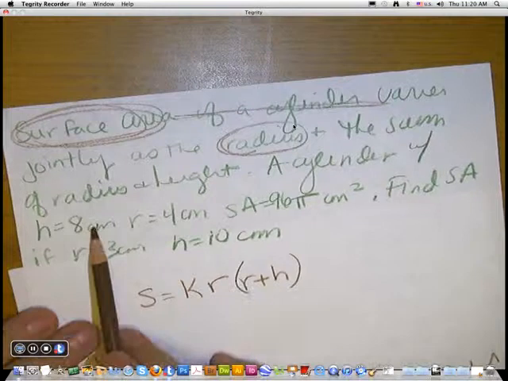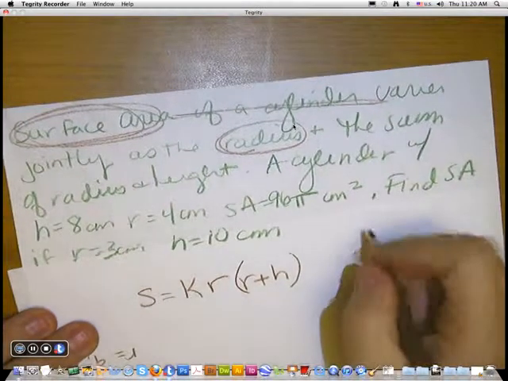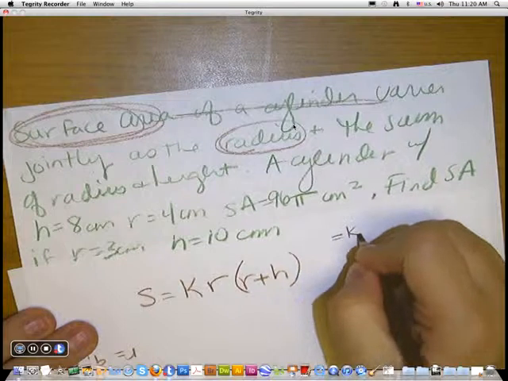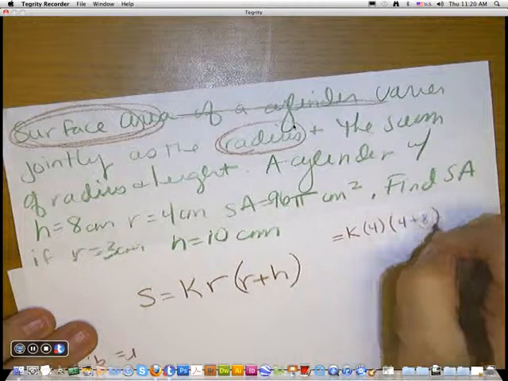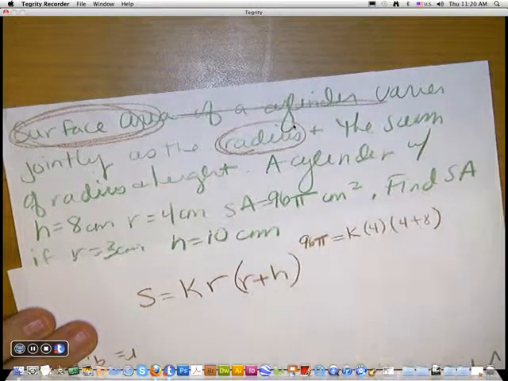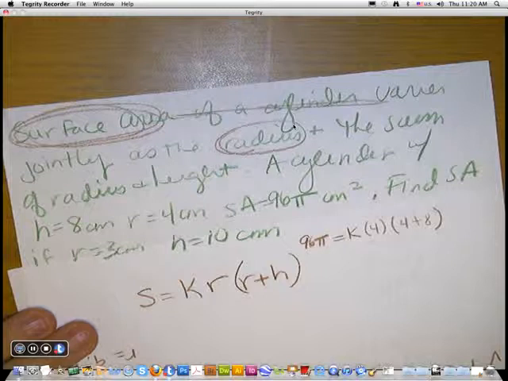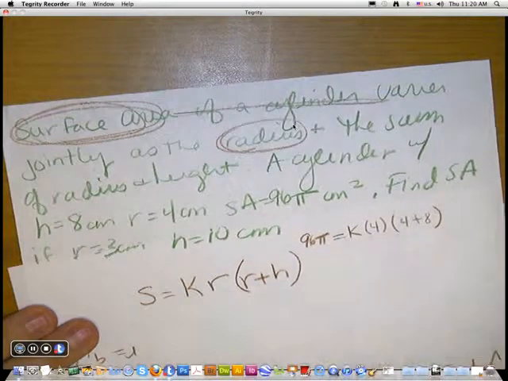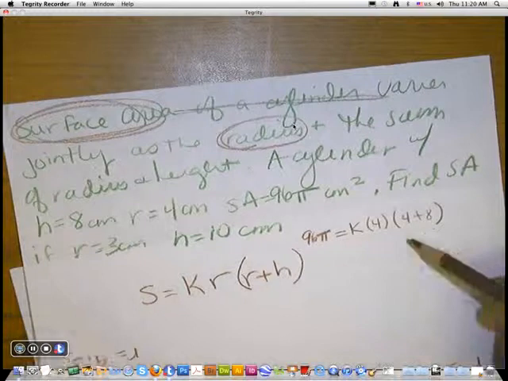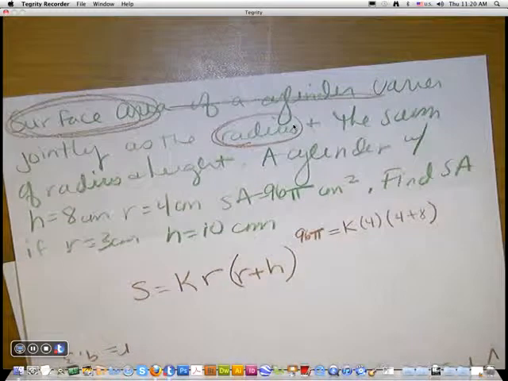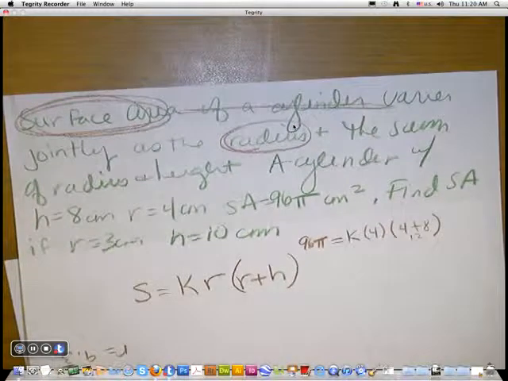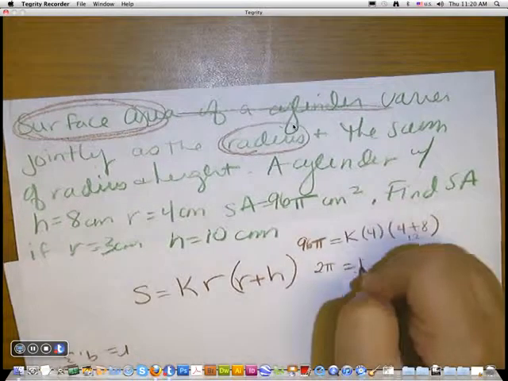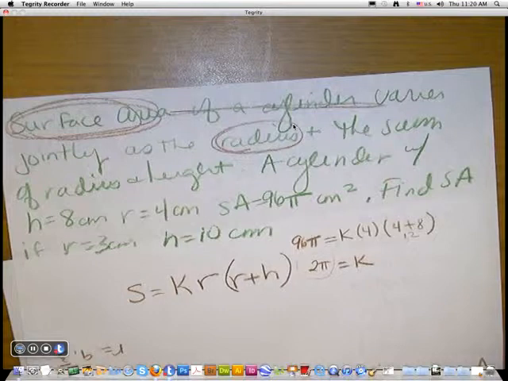Now it tells me the height is 8 centimeters. So I'm going to find K when I know radius and height and surface area. And that always has to be the case. They have to give you every letter in order to find K. So in this case, I have 96 pi equals K, and then 4 times 12, which is 48. And 96 divided by 48 gives me 2 pi. And we're going to leave it as 2 pi.